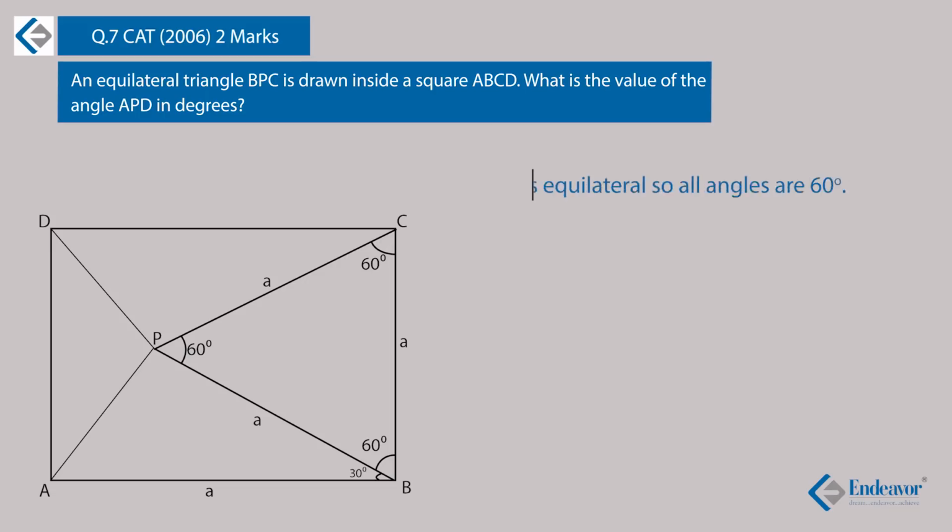Now, the moment I say BPC is an equilateral triangle, all the angles will be 60 degrees. And because the angle PBC is 60 degrees, angle ABP will be 30 degrees because it's a square. So in a square, all the angles are 90 degrees. So if one angle is 60, another part of it, which is ABP, has to be 30 degrees.